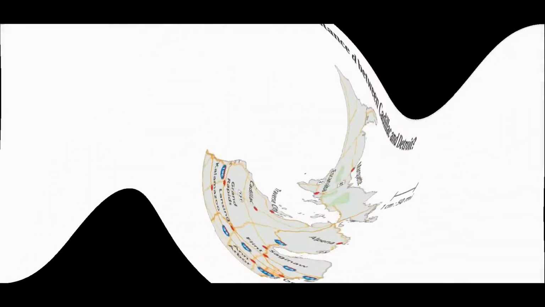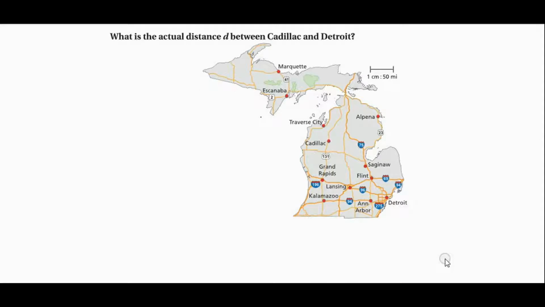All right, guys, so as we look at some examples about creating scale factors so that we can find missing values, whether it's a measurement on the scale drawing or an actual measurement on the ground. This particular example asks, what is the actual distance D between Cadillac and Detroit? The first thing we have to think about is where are Cadillac and Detroit? I see that Detroit is right here, and I see that Cadillac is right here.